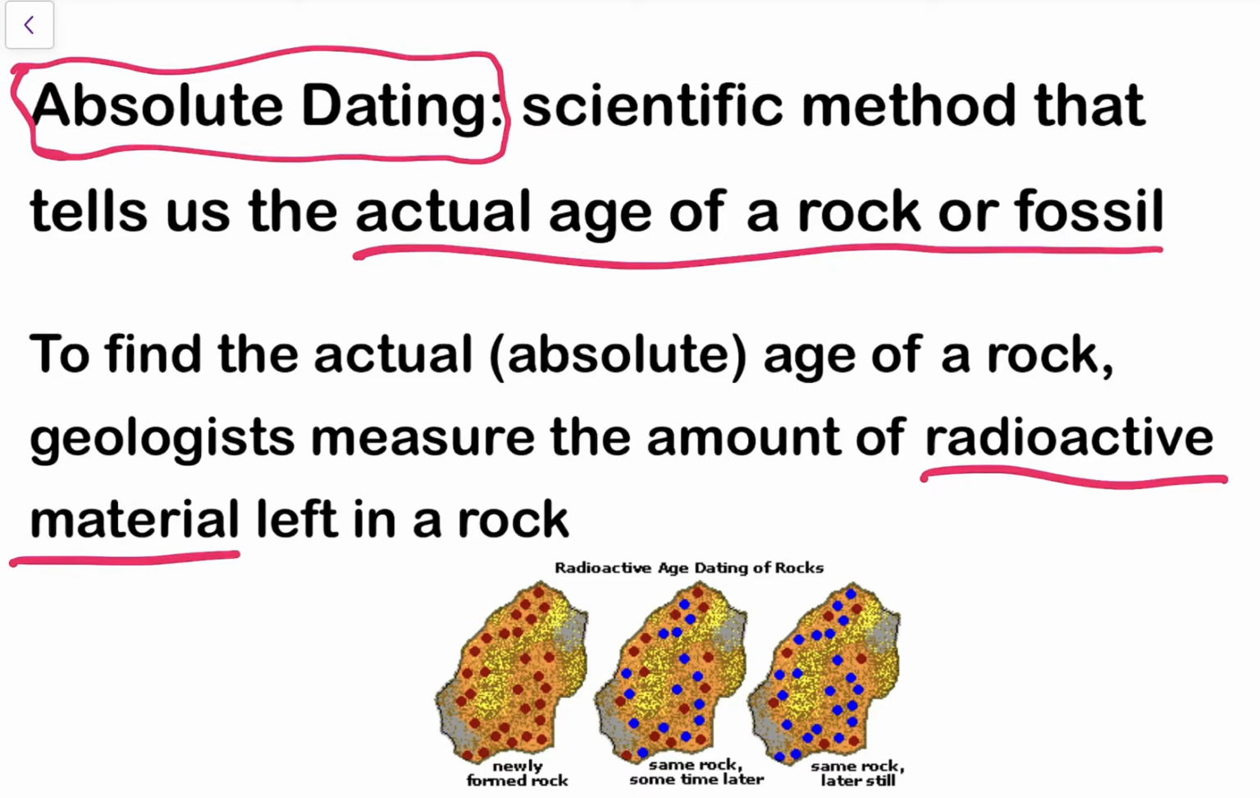You can think of a radioactive substance in maybe some kind of sci-fi movie or superhero movie. Okay, there is radioactive material in rocks, and by looking at how much of that radioactive material is there, scientists are able to figure out exactly how old a rock is.